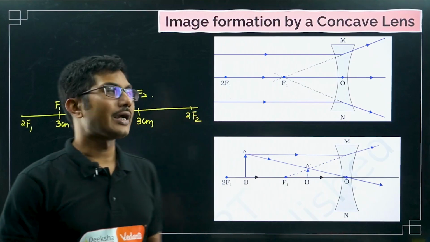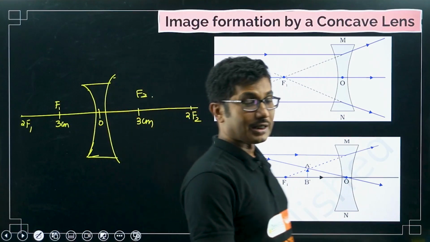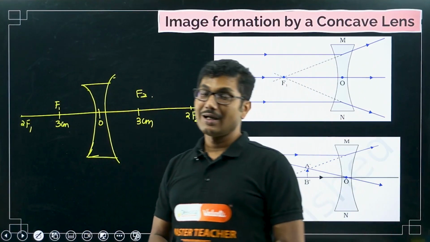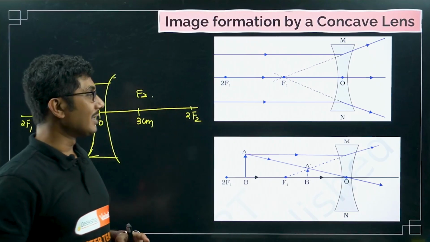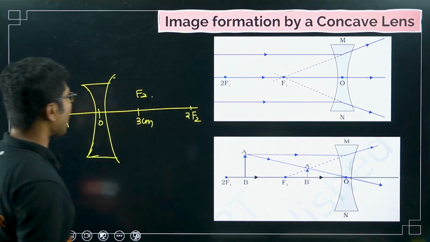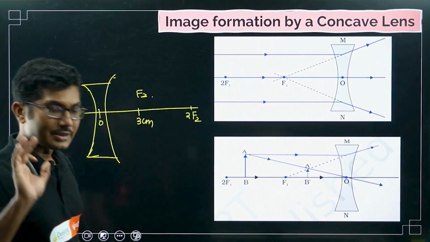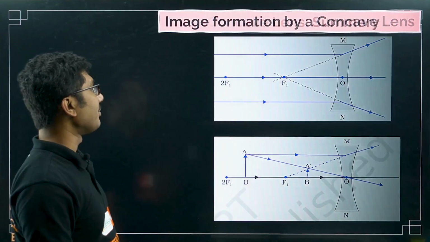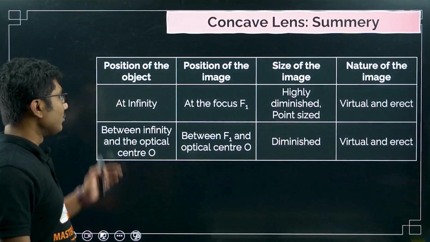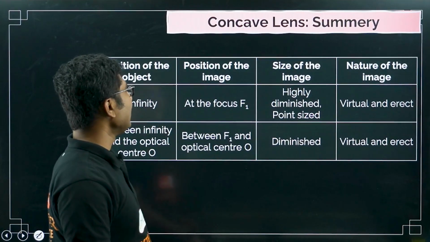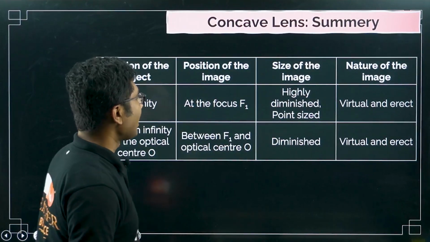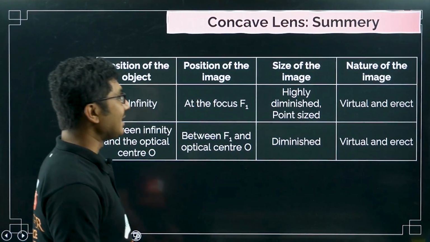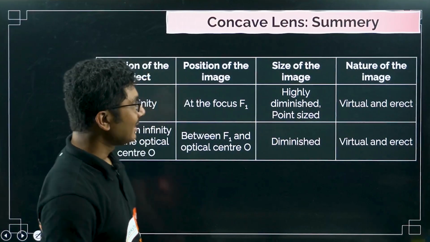Okay, similar to that of concave mirror, there is also a trick for convex lens. We will learn that, but this is how you should start your ray diagram. This is the starting point of your ray diagram. Now if you summarize that, when the object is at infinity, the position of the image is at focus f1, highly diminished, point size, virtual and erect.